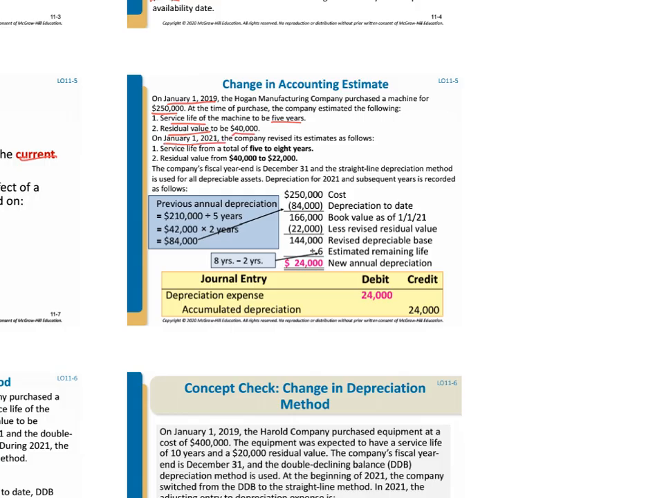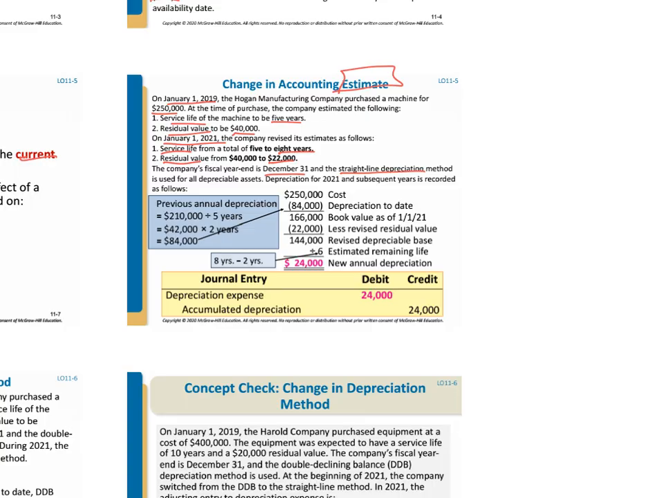On January 1st, 2021, so this is 2 years later, the company revised its estimates to say that the service life was going to be 8 years now and that the residual value was down to $22,000. The company's fiscal year end is on December 31st, and the straight line depreciation method is used for all their assets. Depreciation for 2021 and the subsequent years is as follows. So when considering this change in estimate, that's what we're looking at right here.